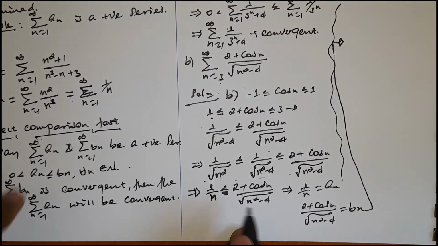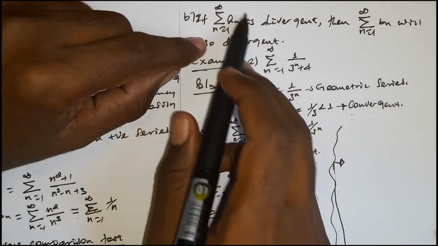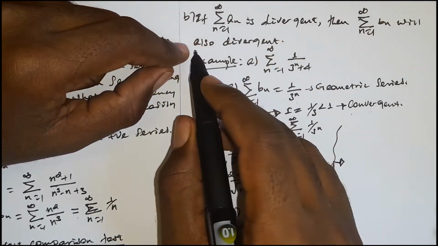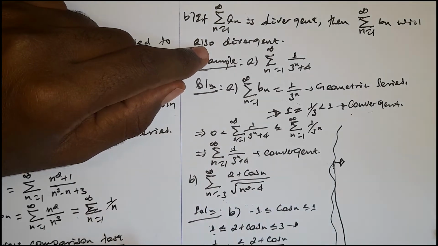From our definition, in the second case: if an is divergent then bn will also be divergent. If an is divergent, bn is divergent.